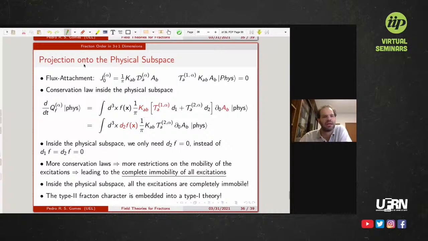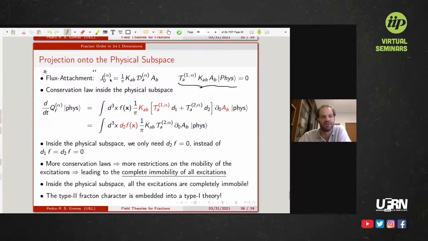So let's try to understand how to project onto the physical subspace. Okay, so I just repeated the condition here, and we consider dynamical information. It's kind of flux attachment.